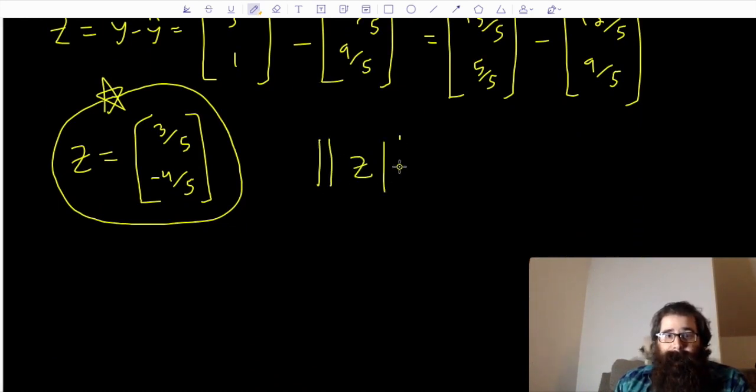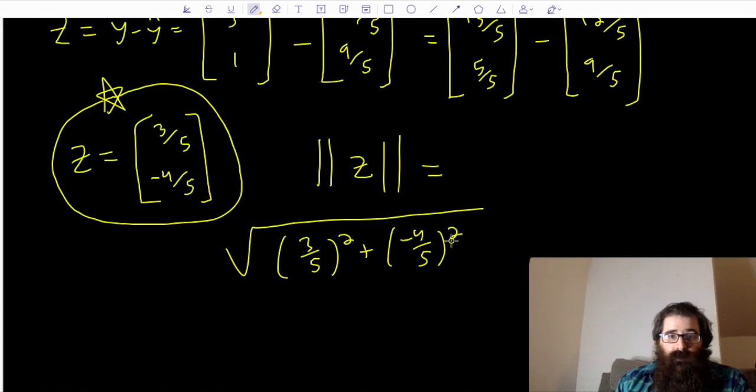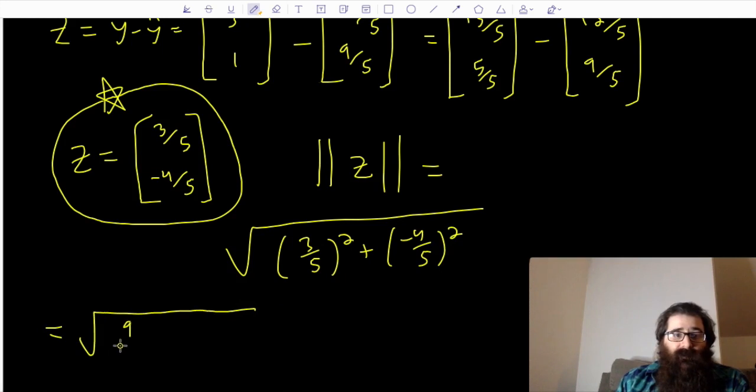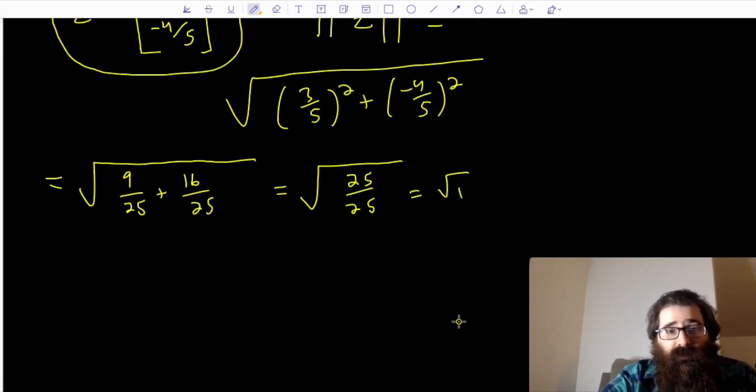And that's going to be given by the square root of, remember, we square these entries and we sum them. So 3/5 squared plus negative 4/5 squared. And that's going to give me the square root of 3 times 3 is 9, over 5 times 5 is 25, plus negative 4 times negative 4 is 16 over 25. And if I add these together, 9 and 16 give me 25 over 25. And that's going to give me the square root of 1. Square root of 1 gives me 1.